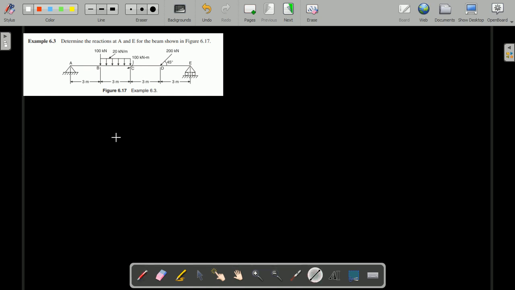What is the type of support at point A? Which type of support are we having? Point A, which type of support is it? So this is a hinged support, as I have explained earlier. If the hinged support is there, how many reactions are we getting? How many reactions for a hinged support?